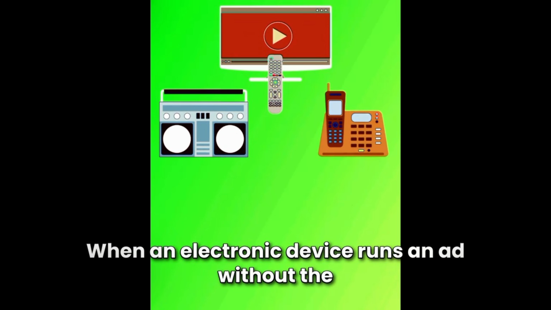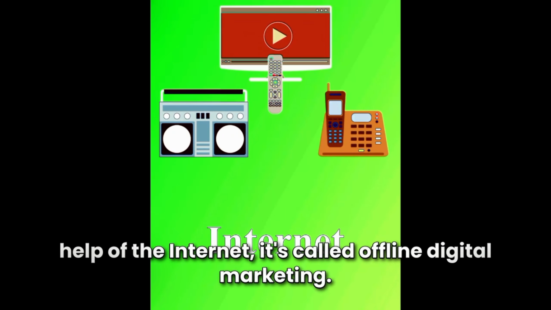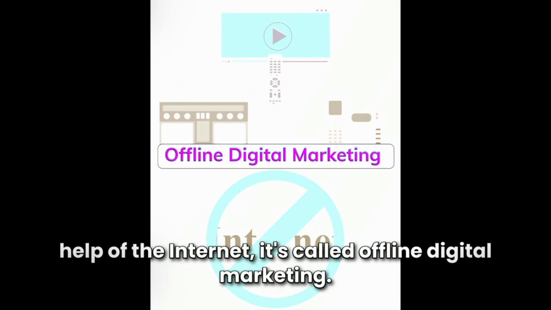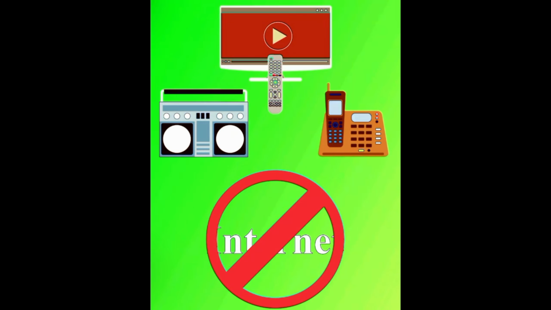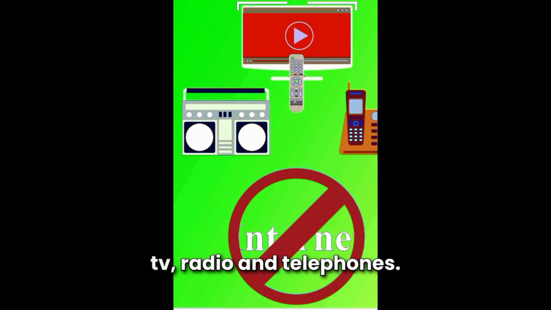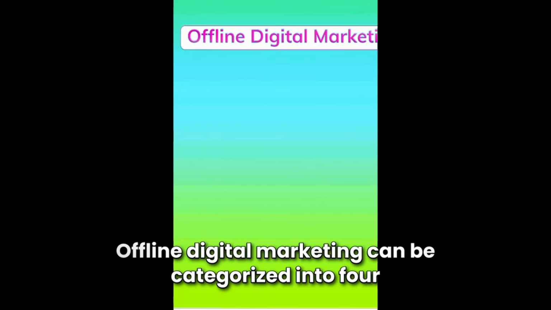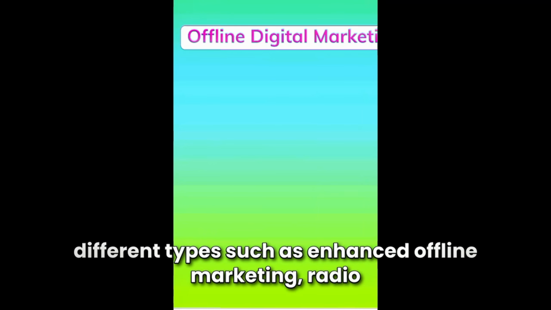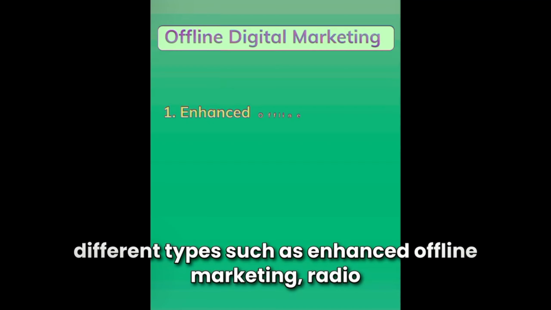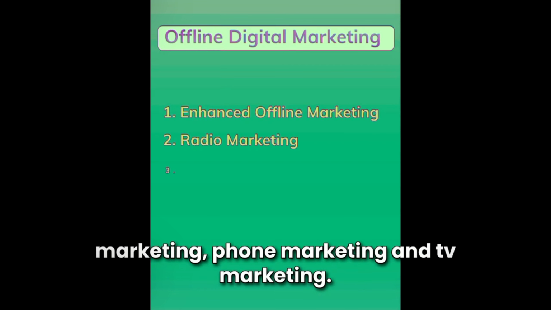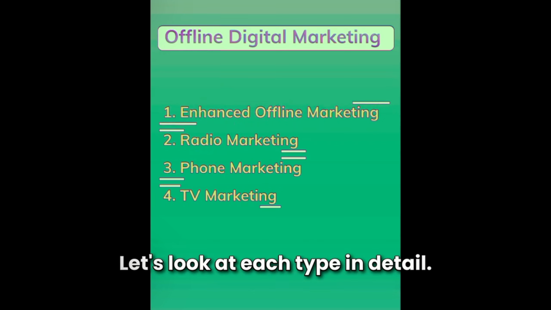When an electronic device runs an ad without the help of the internet, it's called offline digital marketing. These electronic devices can be a TV, radio, and telephones. Offline digital marketing can be categorized into 4 different types, such as enhanced offline marketing, radio marketing, phone marketing, and TV marketing. Let's look at each type in detail.